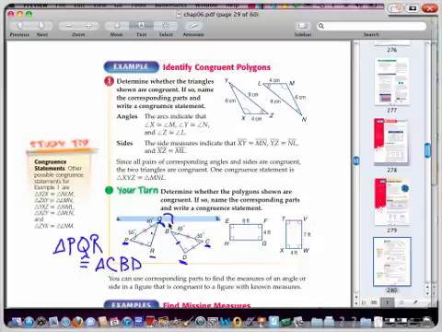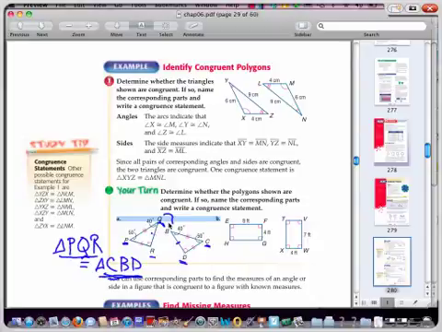Now notice that if you were to normally write this, you would think BCD, but that doesn't match up. Don't write it as triangle BCD. That would not give us a congruent statement because those sides would not match up together. So it should be PQR congruent to CBD. You always have to write it so that the angles match up together.